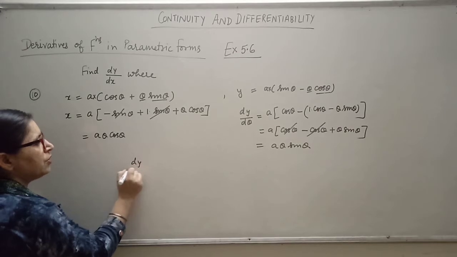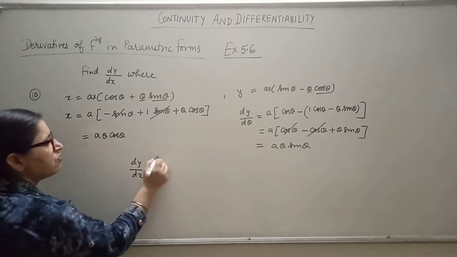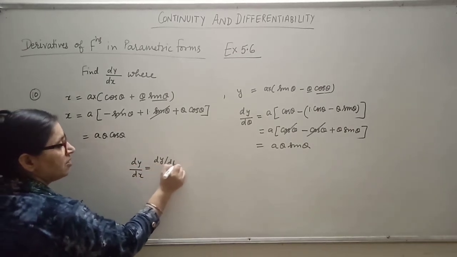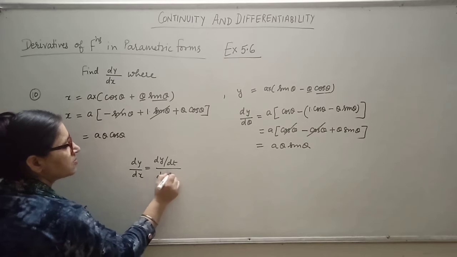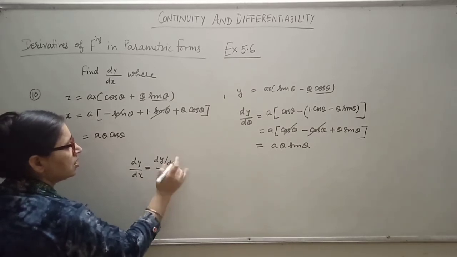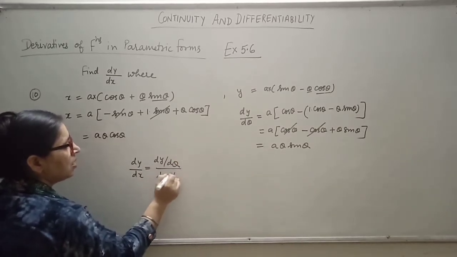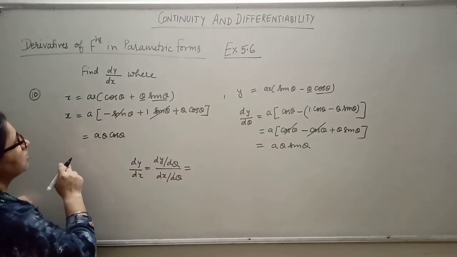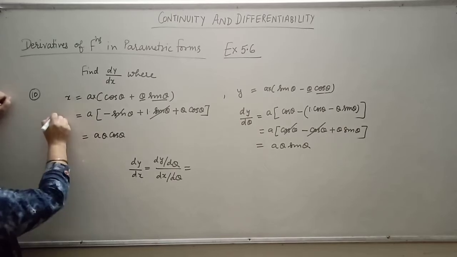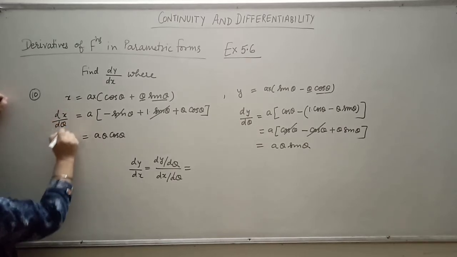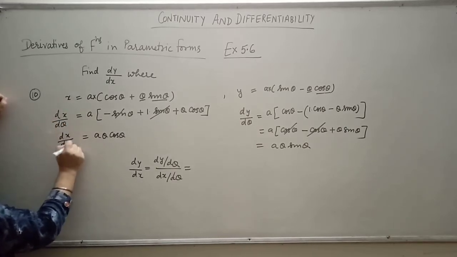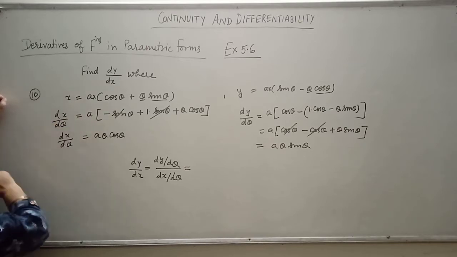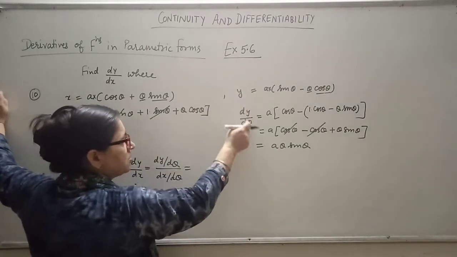Now we want to find out dy by dx. That means we can write it in this form, dy by d theta upon dx by d theta, because this is the differentiation of x with respect to theta and here the differentiation of y with respect to theta.